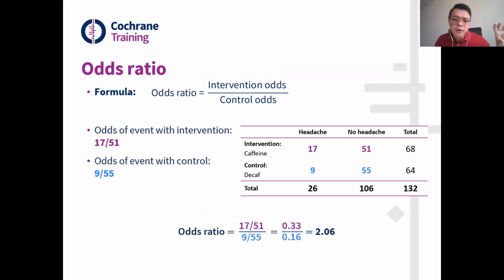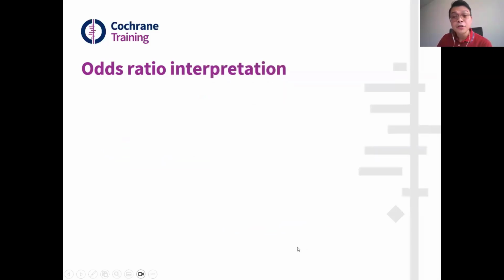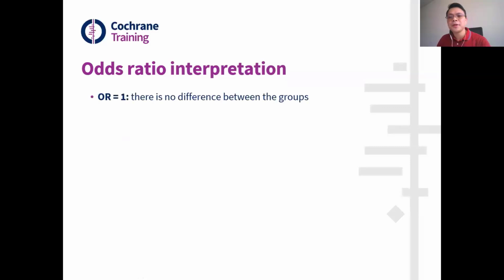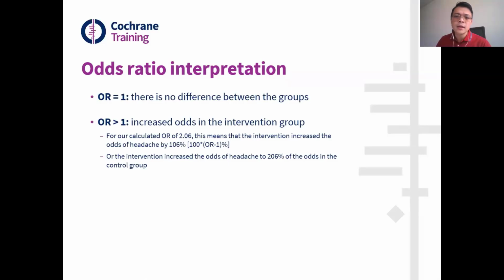Again, if we feed this into the formula, we get 17/51, which is 0.33. And then for the control, we get 0.16, which gives us an odds ratio of 2.06. And in terms of interpretation, the odds ratio interpretation is very similar to the risk ratio interpretation. Our value of no effect is also 1, and an odds ratio of 1 means there's no difference between the groups. If it's more than 1, it means an increased odds in the intervention group. So for our example of 2.06, this means that caffeine increased the odds of headache by 106%.